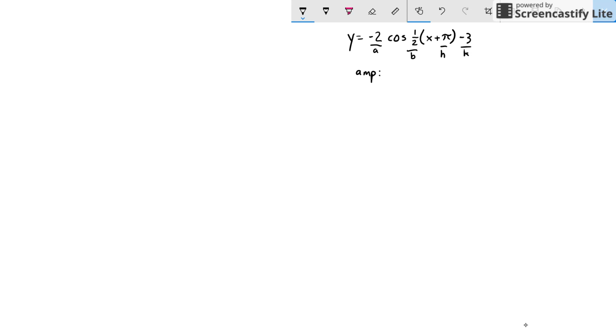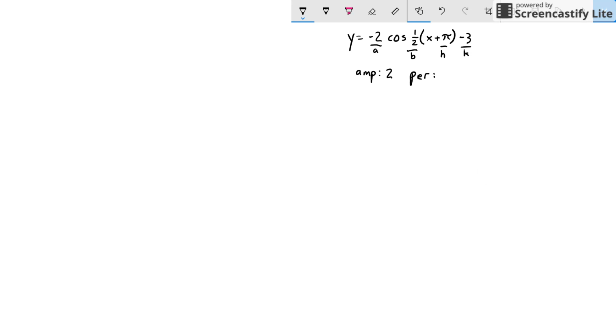Our a value is -2. The absolute value of that is +2. We take the negative out of that one considering the amplitude, but because the a value is negative, we know we're going to have a reflection. I'll hold on to that thought just a little bit. We'll come back to that.